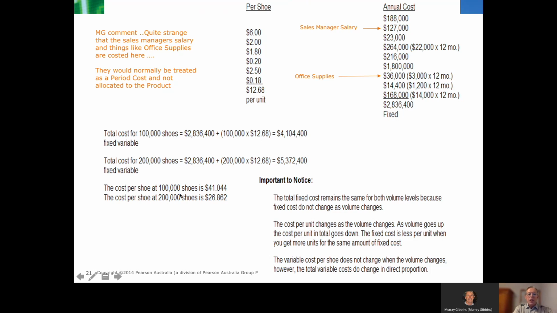Notice the cost per shoe is dropping. We get the total cost divided by the number of units, $41 per shoe when we're running at 100,000 shoes, versus 5 million divided by 200,000. When we're running at 200,000, we're running at our costs of $26.86. So that's because we're becoming more efficient with these fixed costs.